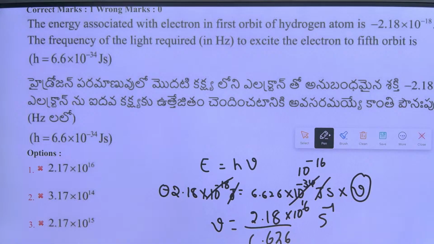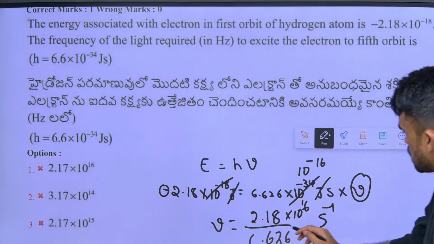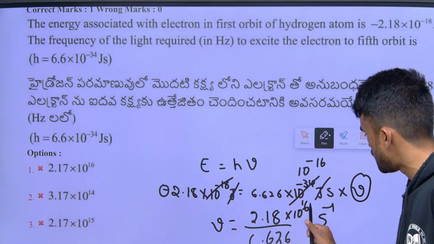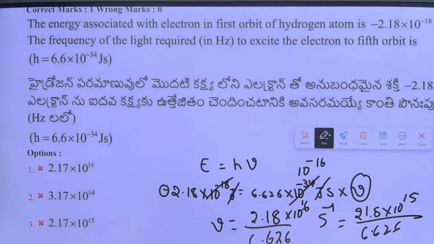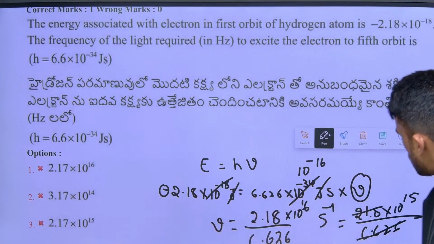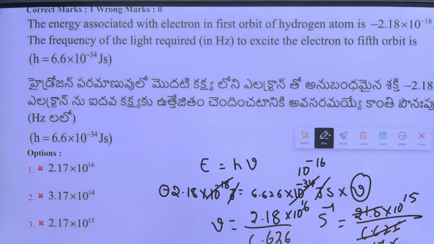Instead of writing 2.18, I am writing it as 21.8 into 10 power 15, by 6.626. By simplifying this, you will get around 3 times. So here we have 3.17 into 10 power 15 hertz or second inverse. So this is our final answer.